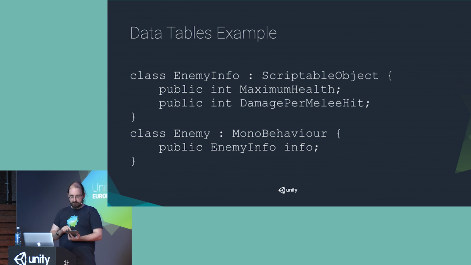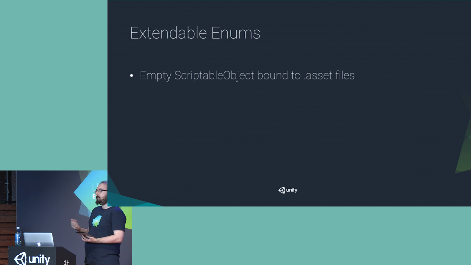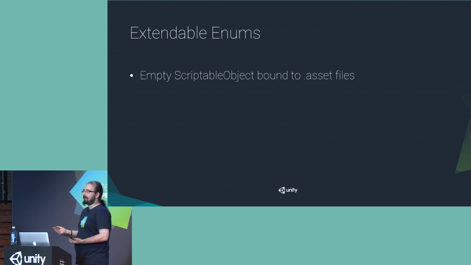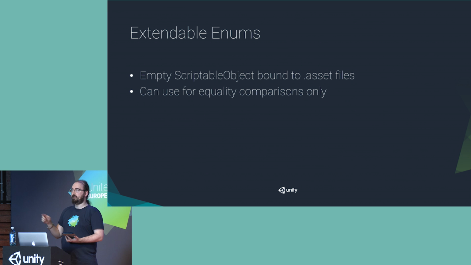But let's look at a few other patterns. So firstly, something I like to call extendable enums. This is just the idea of having an empty scriptable object that's bound to a .asset file. Now, you might think that an empty scriptable object is going to be pretty useless. But there's a couple of important things you can do with an empty scriptable object. You can check if it's equal to another empty scriptable object, or you can check if it's not equal, or you can check if it's null. And it turns out that that's the same set of things you want to do with an enum.